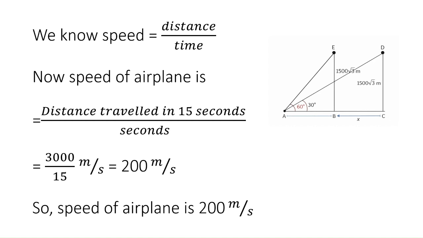Finally we are able to find the speed of the jet plane, which traveled some distance in 15 seconds while maintaining the same height from the ground, that is 1500 root 3 meters. As it is maintaining the same height, we are able to find the distance traveled first. Further, we are able to find the speed of the jet plane, which is 200 meters per second.